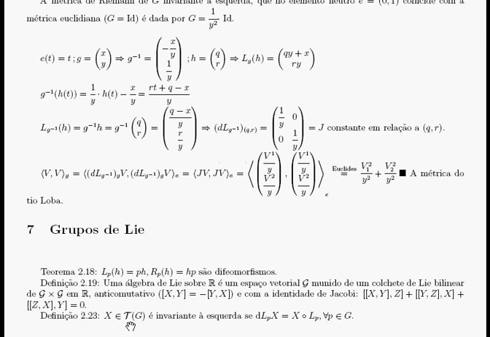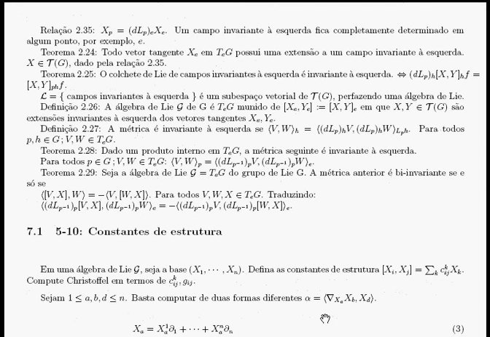Definition: X in T(G) is left invariant if and only if dL_p X = X at L_p, for all p in G. Relation: X_p is dL_p X_e. A left invariant field is completely determined at some point, for instance e. Theorem: every tangent vector x_e in T_eG has an extension to a left invariant field X in TG given by this relation. X_p extends x_e for all p. Theorem: the Lie bracket of left invariant fields is an invariant field.